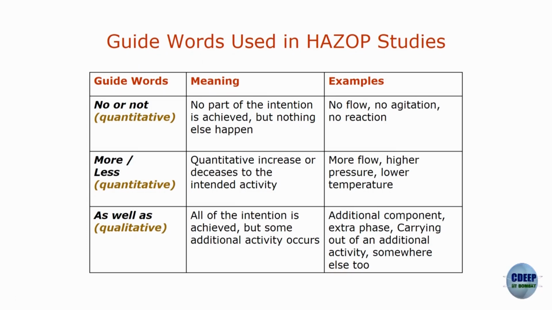So, say that pipe is designed for 5 kg per second of hydrocarbon flow. When you say no plus flow is the parameter, that means there is no flow. Where there should be 5 kg per second of flow, there is no flow. So, that is the deviation. That is obviously an abnormal situation. You have not designed it for that.